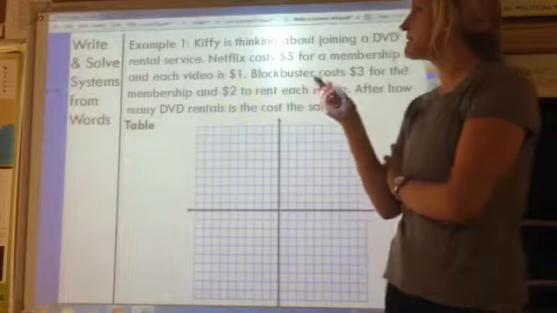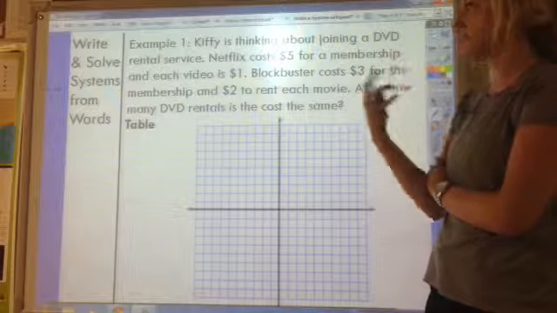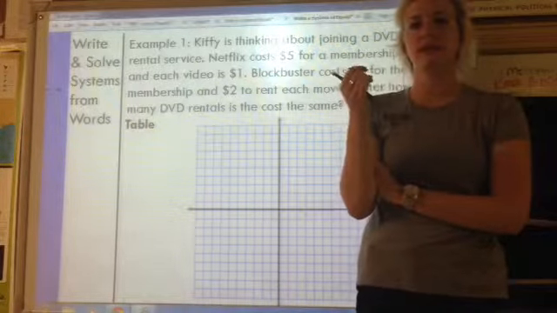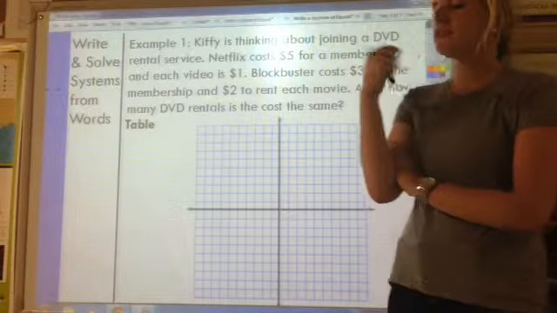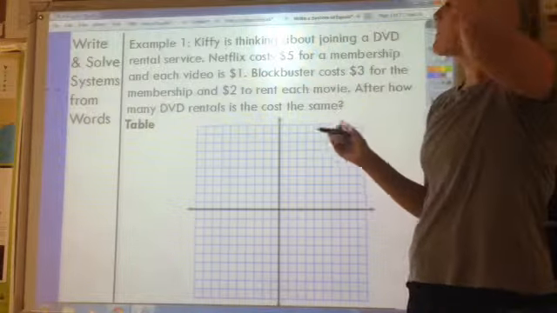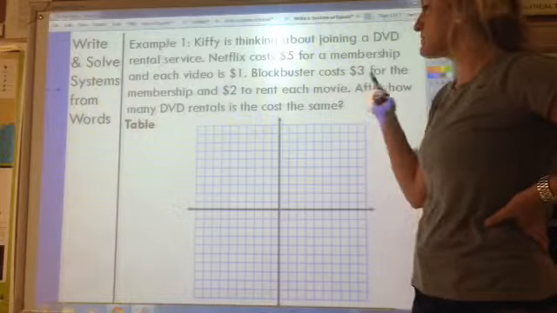Hey seniors, today we're going to continue writing systems of equations from words, but today we're going to be focused on graphing them as well. Some of these examples are going to look very similar to the ones that we did earlier in the week, and I did that on purpose because I want to show you the same equations, just in a different way. So remember, whenever I'm writing equations from words, I always want to have a starting point.